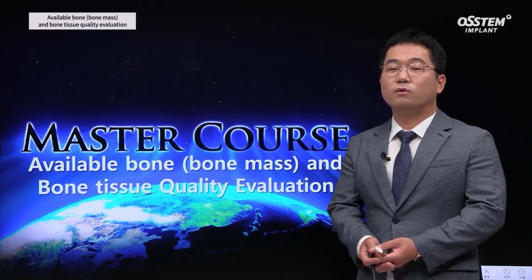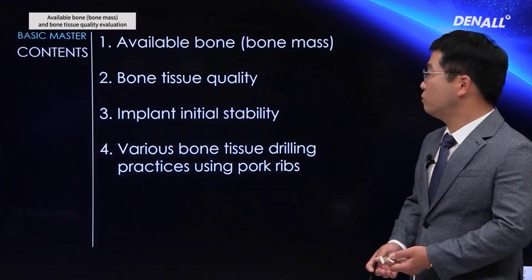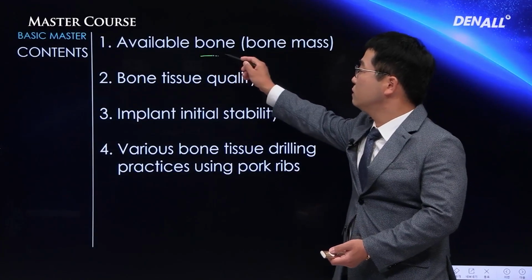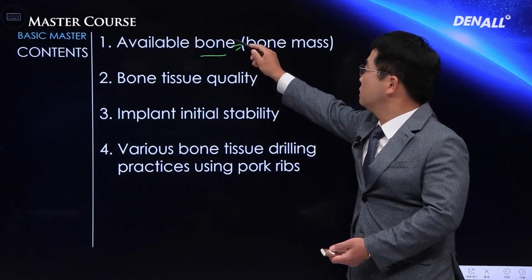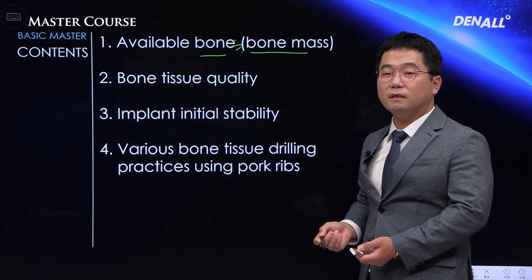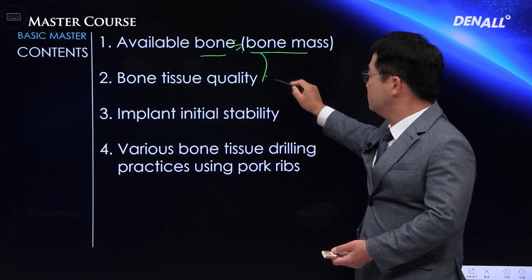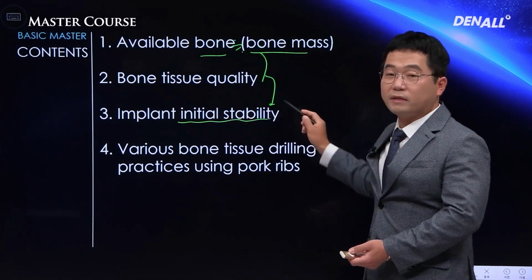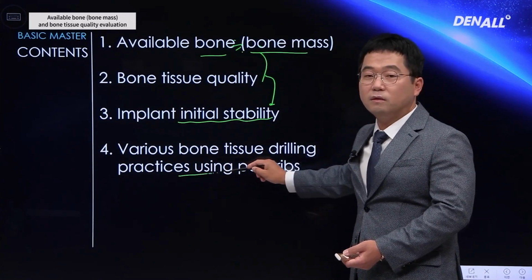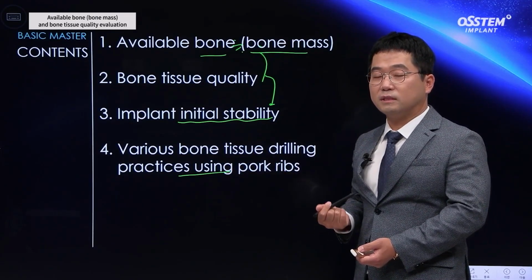Today's online master course is about available bone and bone tissue quality evaluation. Let's look at the contents. First is available bone and bone mass. Second, bone tissue quality. Third, primary stability, which is reliant on bone tissue quality and available bone. Fourth, I'm going to talk about using porcine bone to understand a little bit better.